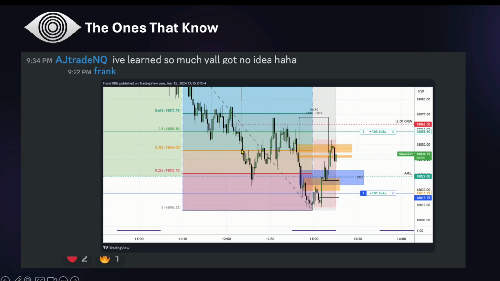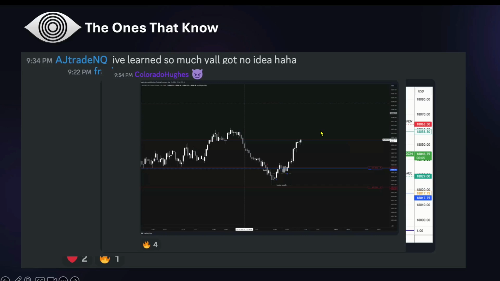Here we can see Frank, who also took a trade in that area. He went long even lower. He went long at this price level, targeting buy side liquidity as well. Here we can see Colorado Huge, who went long later in the delivery at a later point in time, and benefited from this run higher.